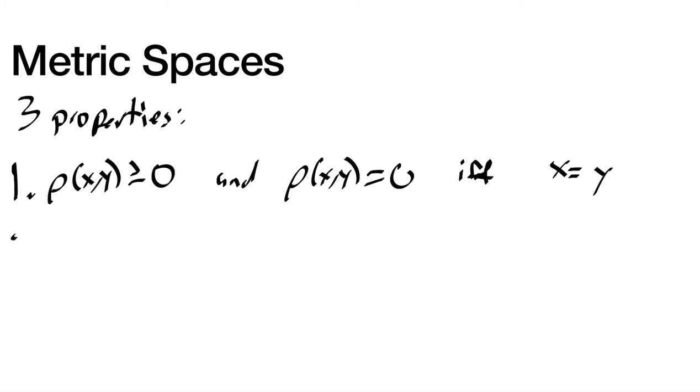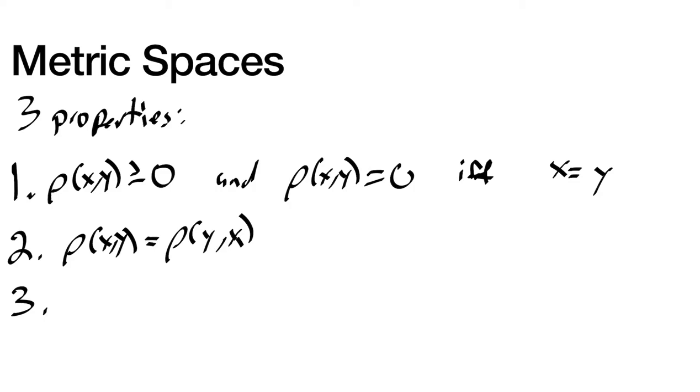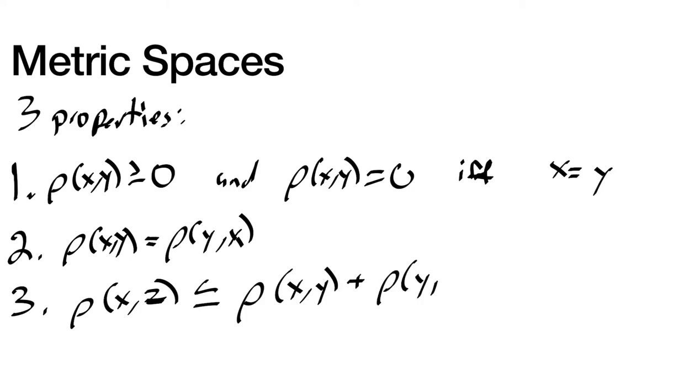The second one is what we call symmetric, and that is rho of x, y needs to equal rho of y, x. This just means that the distance from x to y is the same as the distance from y to x. No matter which direction you travel, you're always getting the same distance. And then finally, the third one is the triangle inequality. That is rho of x, z should be less than or equal to rho of x, y plus rho of y, z. The book switched the letters around, but it's the same idea.